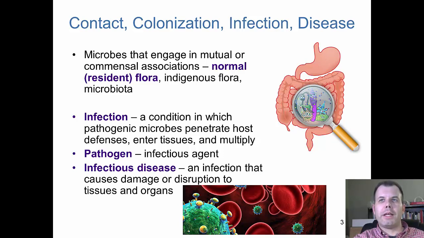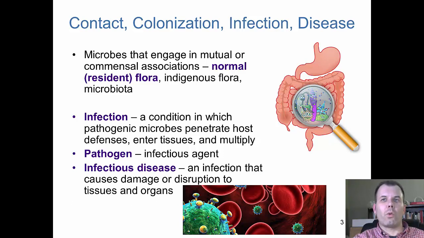Obviously, microbes that engage in mutual or commensal associations, these are good for us. These are normal resident flora that we have, or indigenous flora or microbiota. And again, we have lots of different organisms that live throughout our bodies. We've talked about this before. Again, that first day of lab, I talked about the different types, the different areas and things that we find.